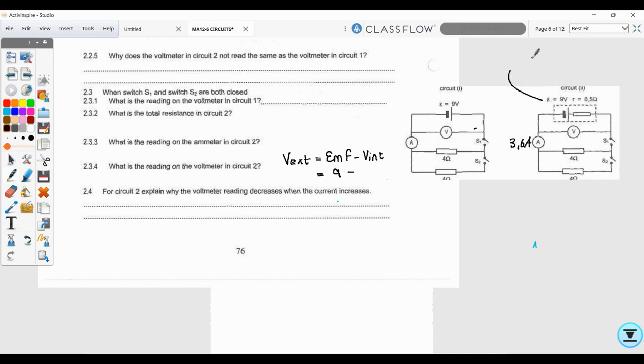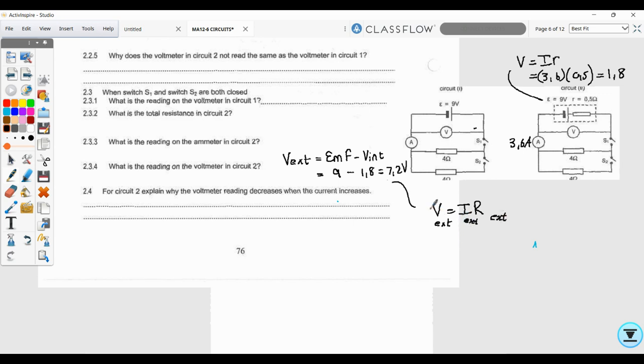Now, we already worked that. Oh, no, we haven't. So V internal is equal to I times little r. We know that I is 3,6 and we know that little r is 0,5. So V internal is 1,8. So this is going to be 1,8 and then this is going to be 7,2 volts. So that's the one way of doing it. Otherwise, you could still say V equals IR if you use V external, I external, R external. It will all be the same.